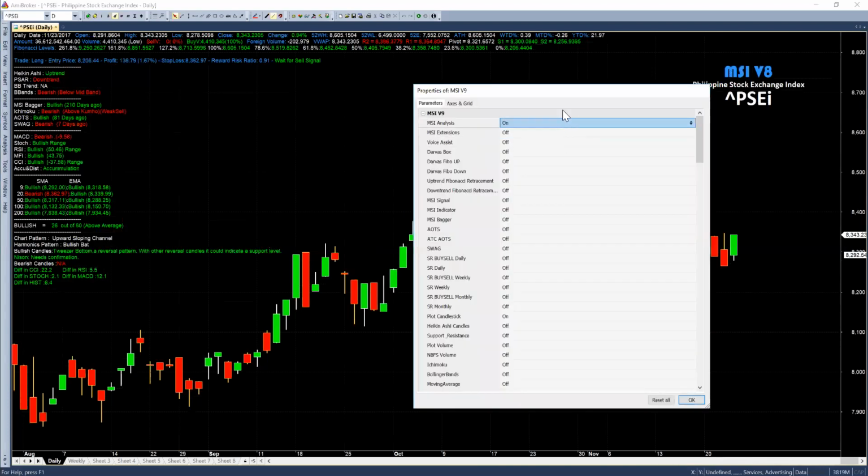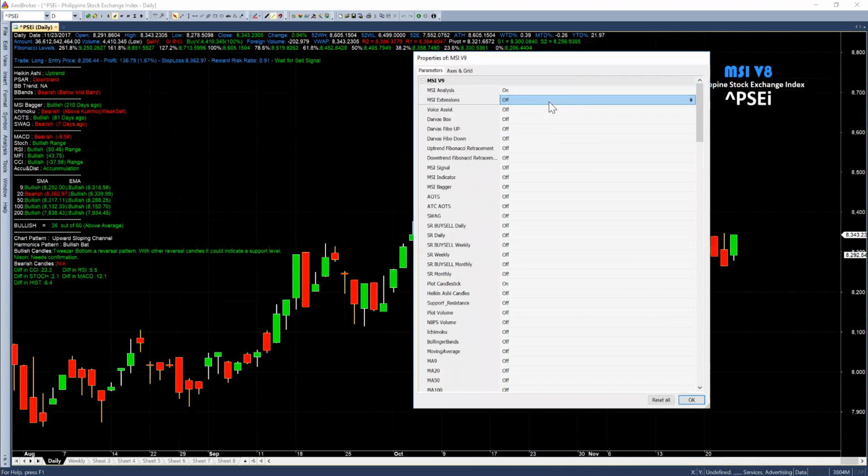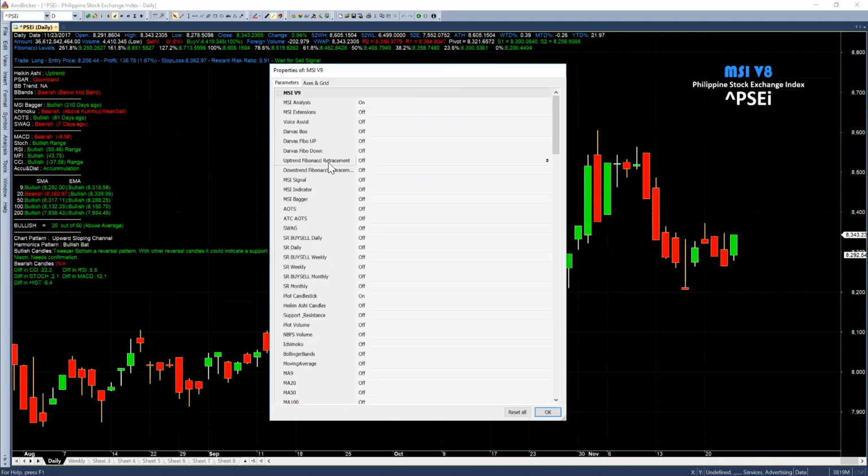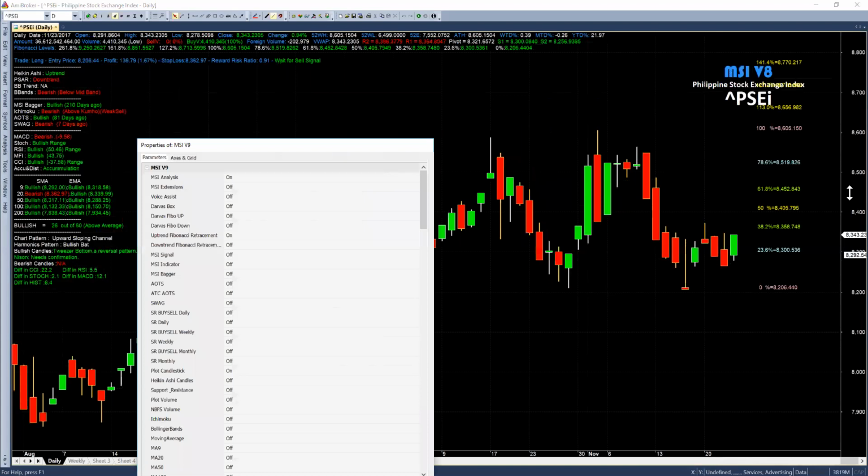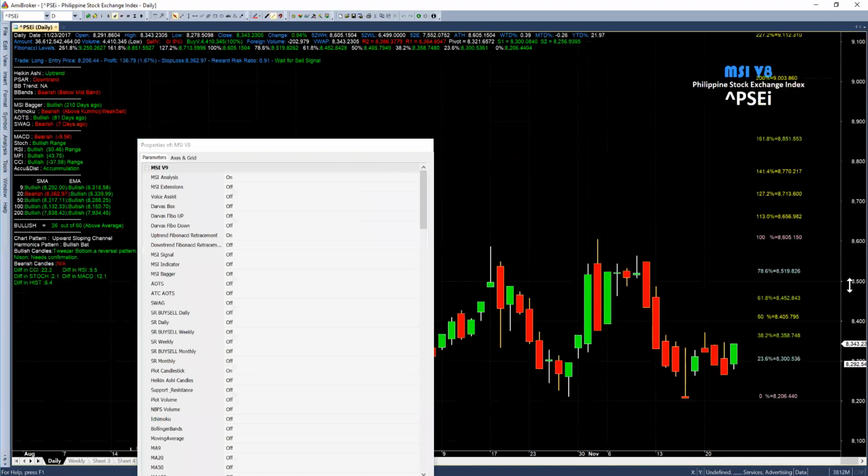Okay, so dito sa MSI meron din tayong auto Fibonacci plot. So there's 2 types of plotting the Fibonacci. One is by clicking on the uptrend Fibonacci, and the other one is the downtrend Fibonacci retracement. So, syempre, kung downtrend yung movement ng stock, kiklik nyo yung downtrend Fibonacci. Pag uptrend naman, click nyo yung uptrend Fibonacci. Okay, so once you click that on, makikita nyo dito, nagkaroon na siya ng Fibonacci levels.